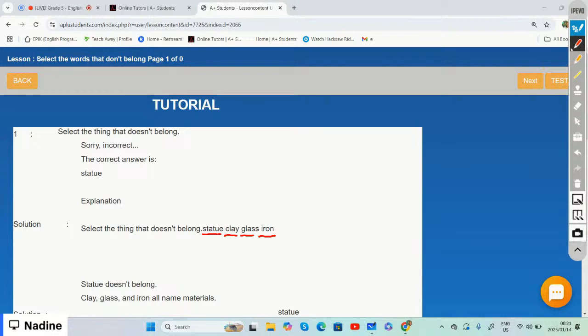All right, then if we were to select the thing that doesn't belong, then yes, well done. Statue doesn't belong, right? Statue is not part of the names of materials. Names of materials are things like your clay, your iron, your glass. Those are all names of materials. A statue is not part of that. It is not related to clay, glass, and iron.